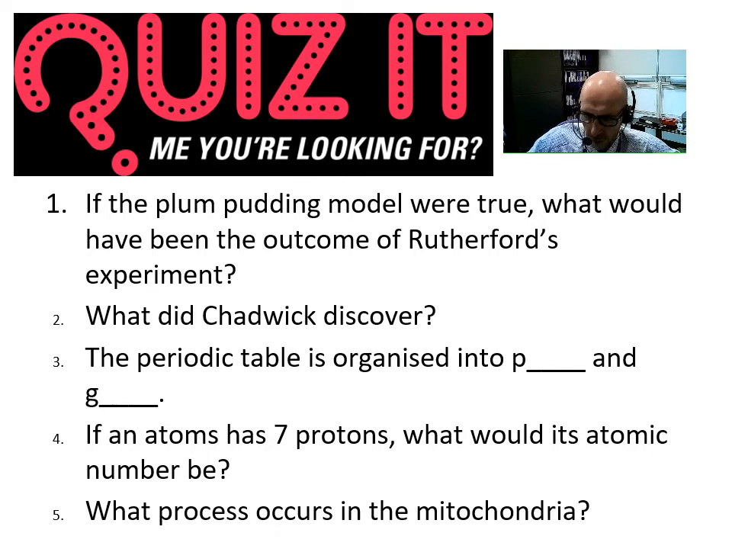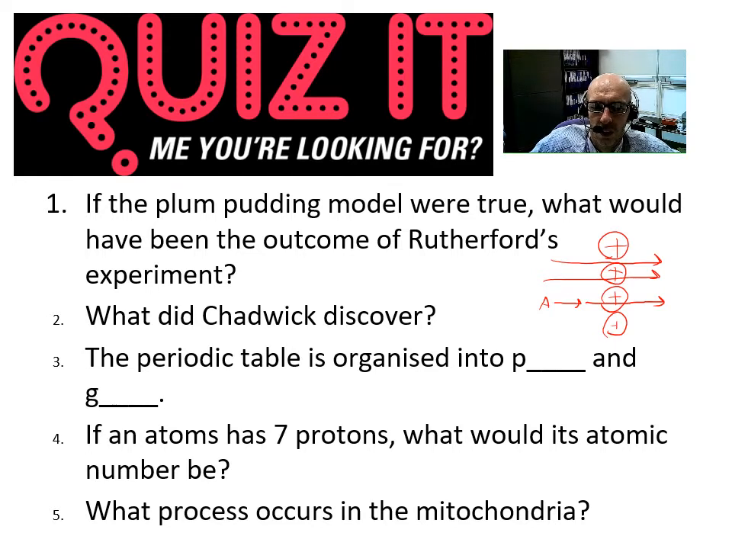Okay, hopefully you've unpaused. Answers. If the plum pudding model were true, what would have been the outcome of Rutherford's experiment? So Rutherford did an experiment. He had very thin gold leaf. He fired little alpha particles at it, and if the plum pudding model had been true, it would have just gone straight through, because the mass was so spread out. There would have been no problem at all. That's not what happened, but that's what would have happened if it was true. So if it had been plum puddings, the charge was all spread out, therefore they would all have gone straight through.